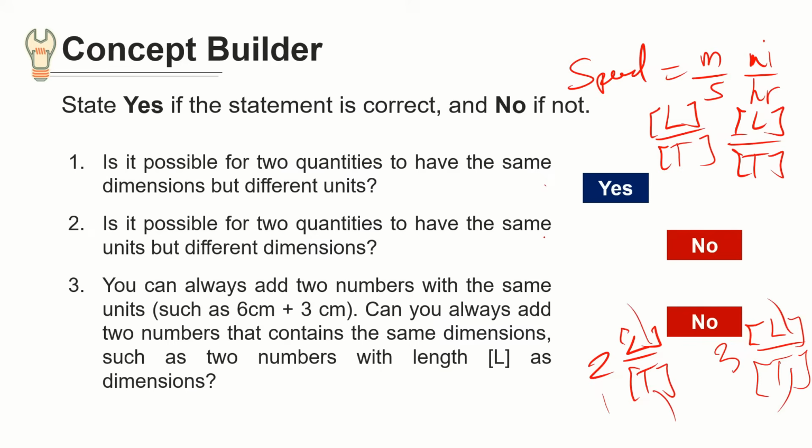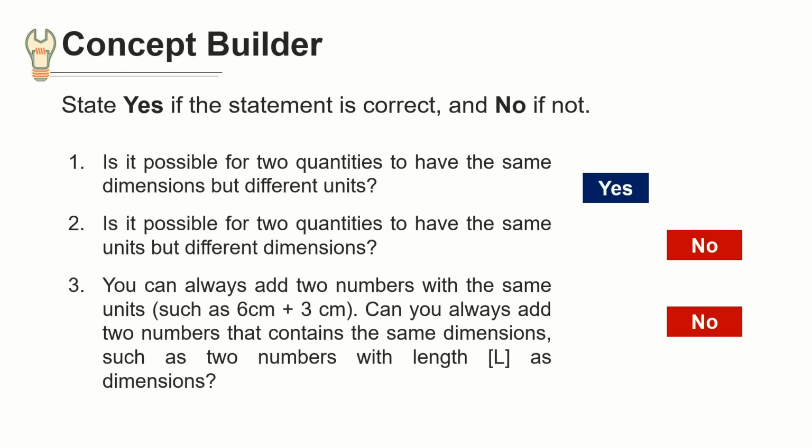So pwede tayong mag-add ng numbers with the same units pero hindi tayo makakapag-add palagi ng numbers with the same dimensions. Kasi nga, 'di ba? Yun na nga. Yung unit baka nitong isa is meters per second, yung isa baka miles per hour yung unit niya. So the answer here is no.